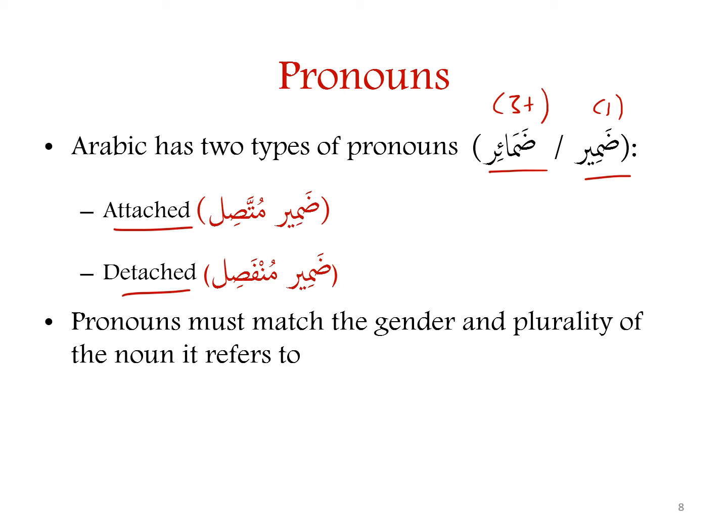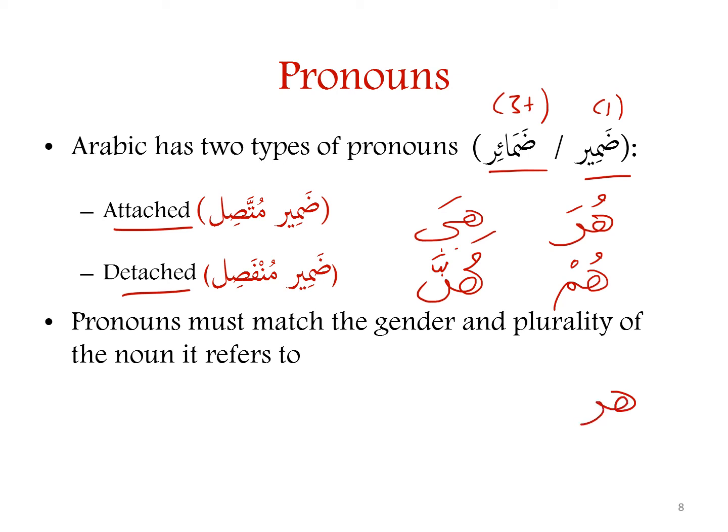Now we looked at some pronouns like huwa or hiya. We also looked at hum and hunna. Now we should be quite familiar with the conjugations of these, whether they're masculine, singular, or feminine, plural, etc. Now these are detached because they don't attach to any specific word.